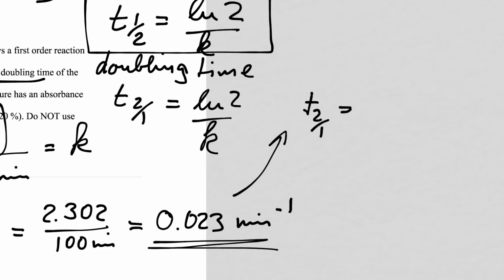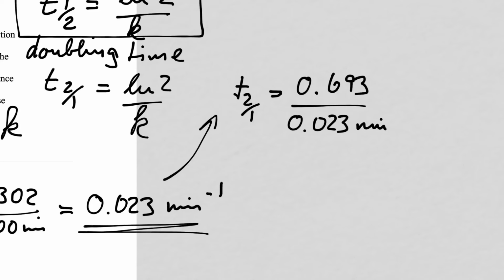Loud? Somebody said? No, somebody didn't say? 1. ln2. That was a bit random. It's 1. Come on, try it out on your calculator. Divided by 0.023 minutes to the power of -1. What do you get when you do this calculation? Anyone? Roughly? 42. What? 34?